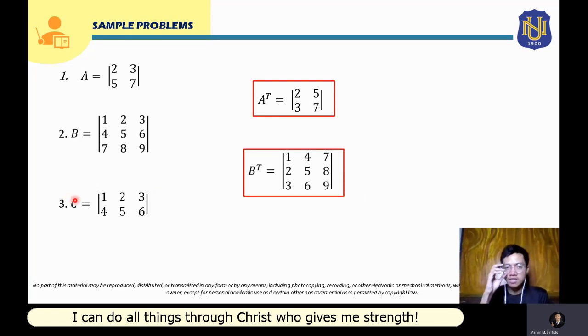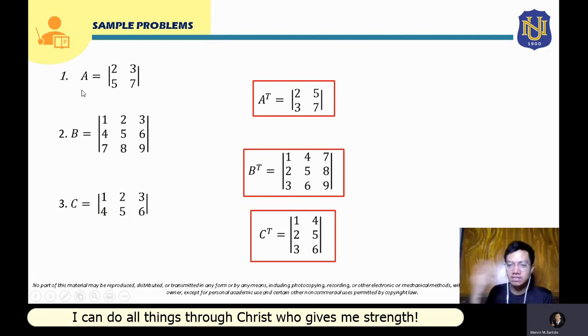Now for the transpose of C, again, we are just going to interchange rows and columns. So we are just going to make the row here, column here. This row 1, 2, 3 will be column 1, 2, 3 here. And your row 4, 5, 6 will be column 4, 5, 6 here. So this will now be the transpose of matrix C.